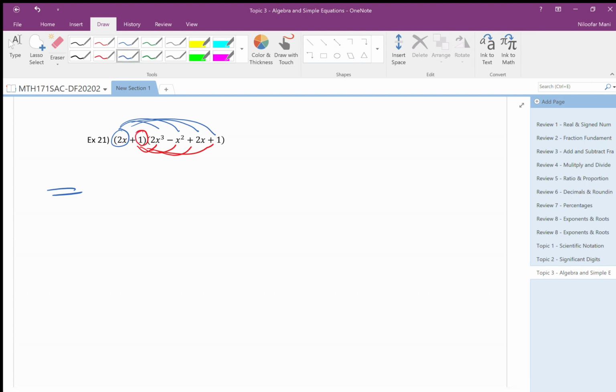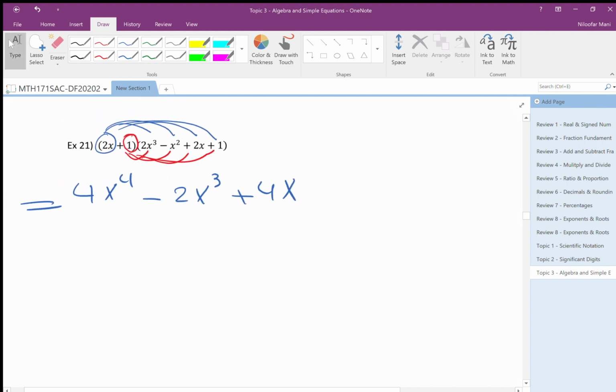So I start from this, I multiply this with all of them, then I go to the next, I multiply this with all of them, I multiply this with all of them. Okay, so now it is 4x to the power 4 minus 2x cubed plus 4x, maybe I can zoom in. So plus 2x, now I do the next, 2x cubed minus x squared plus 2x plus 1.